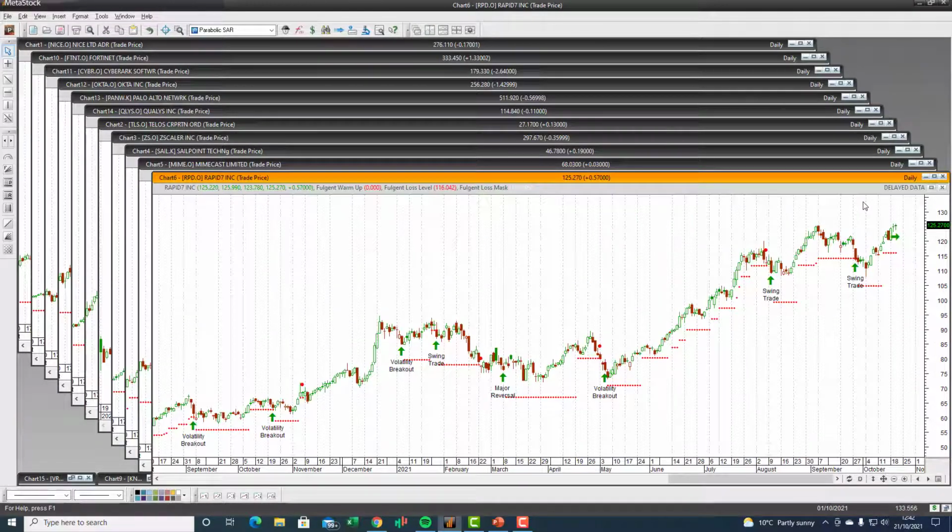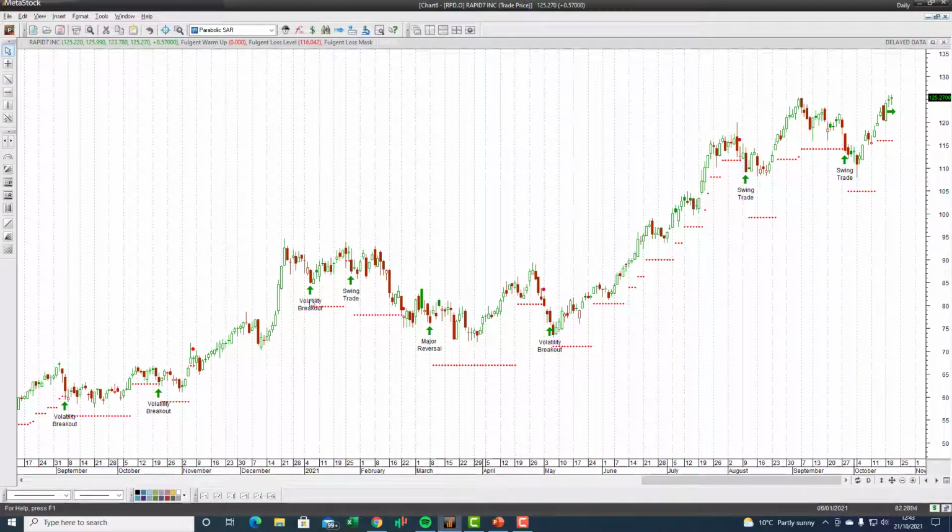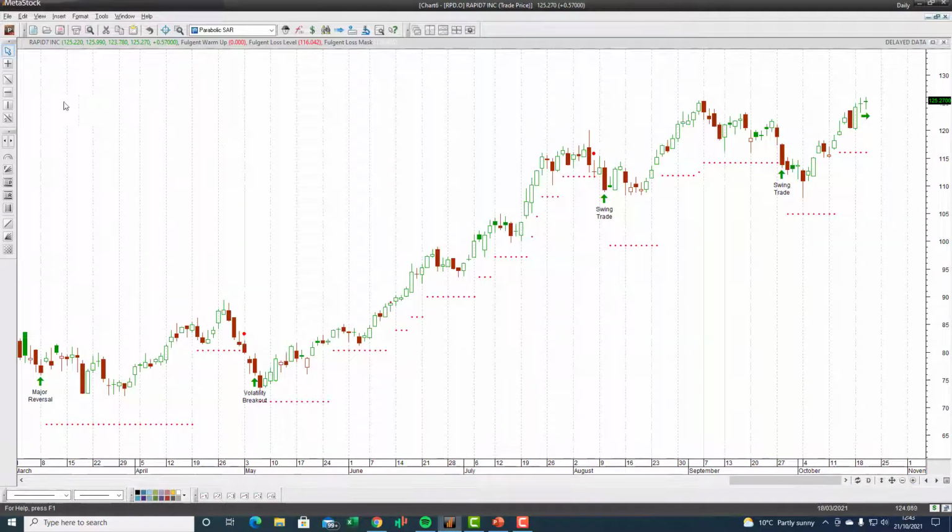Right, next up is Rapid7. Let's take a look at that one. Fantastic volatility breakout here in May, June, and July, all the way through to August and September. The last trade here is a fantastic one.